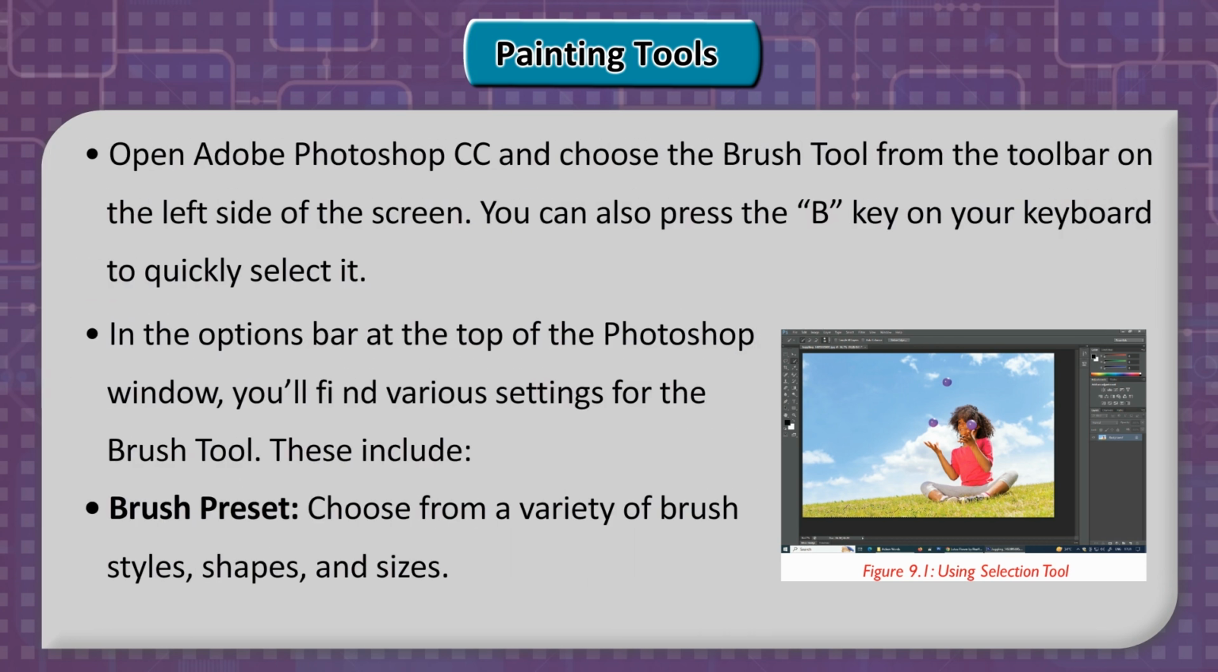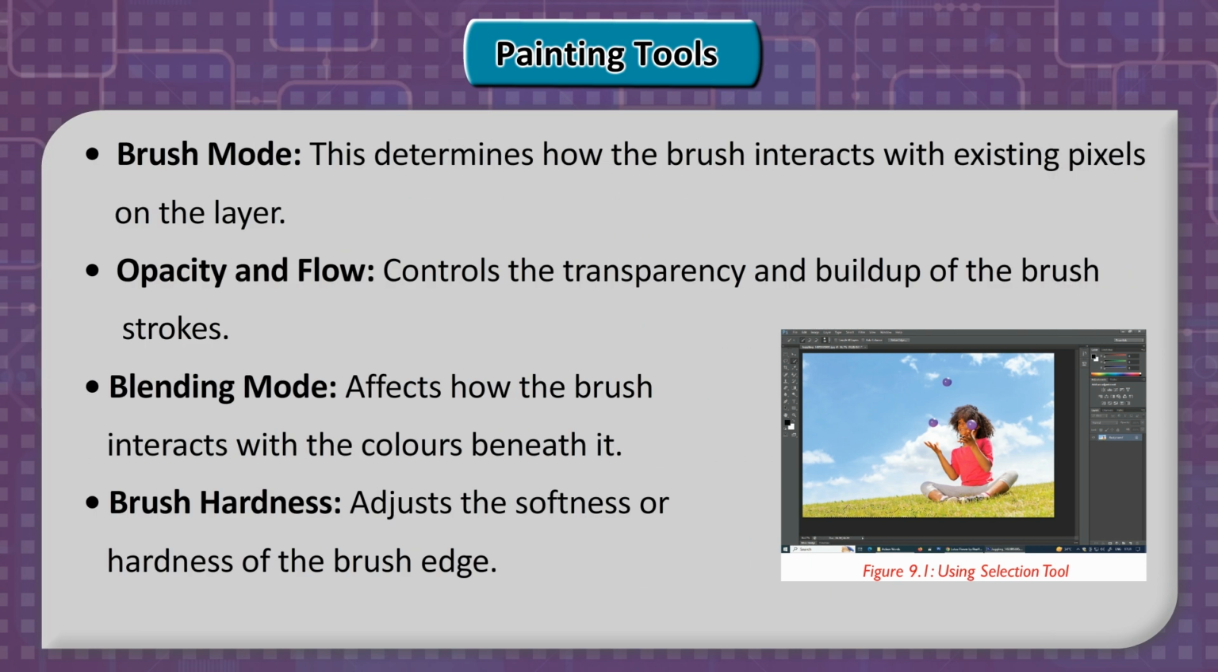Open Adobe Photoshop CC and choose the brush tool from the toolbar on the left side of the screen. You can also press the B key on your keyboard to quickly select it. In the options bar at the top of the Photoshop window, you'll find various settings for the brush tool. These include brush preset: choose from a variety of brush styles, shapes, and sizes. Brush mode: this determines how the brush interacts with existing pixels on the layer.